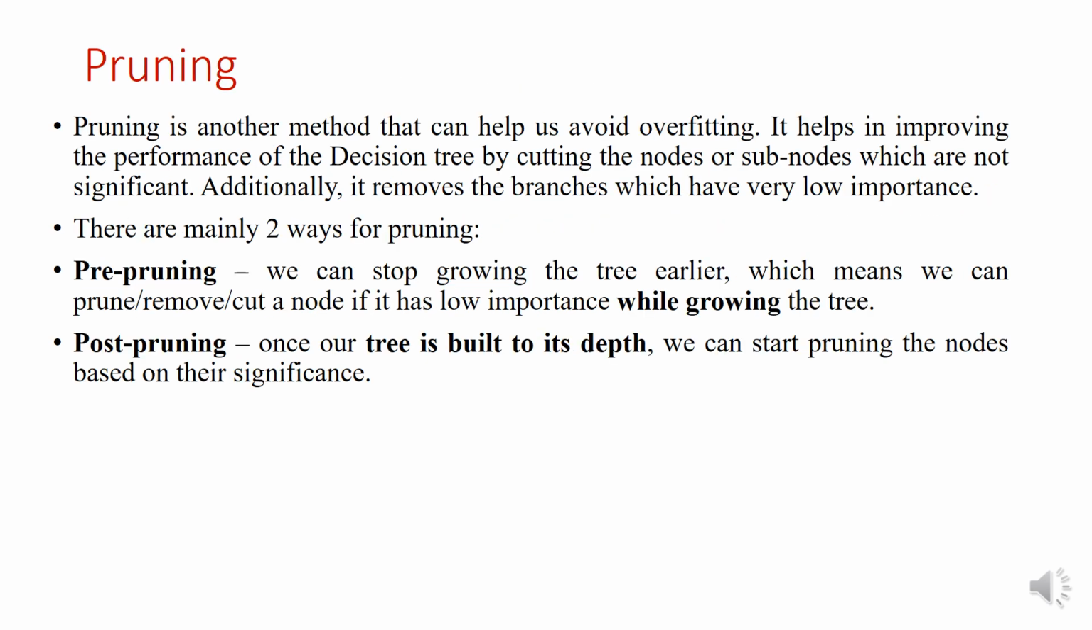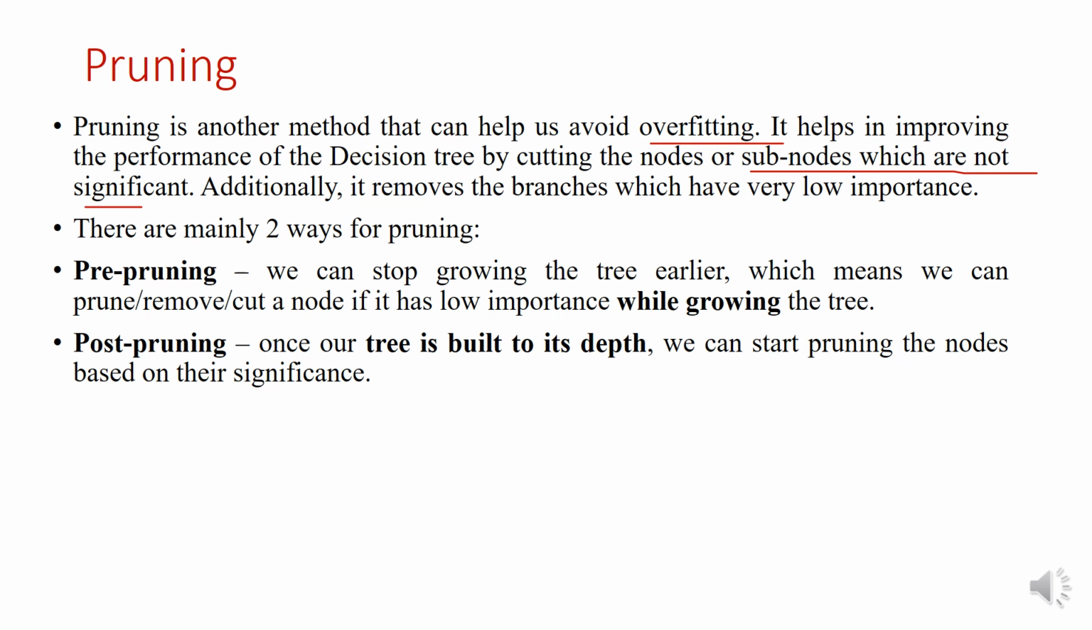Next, coming to pruning. Pruning is another method that can help us avoid overfitting. It helps in improving the performance of the decision tree by cutting the nodes or subnodes which are not significant. Removal of unwanted branches is nothing but what we call pruning. It removes the branches which are of very low importance. There are two ways of pruning. One is called pre-pruning and another one is called post-pruning.